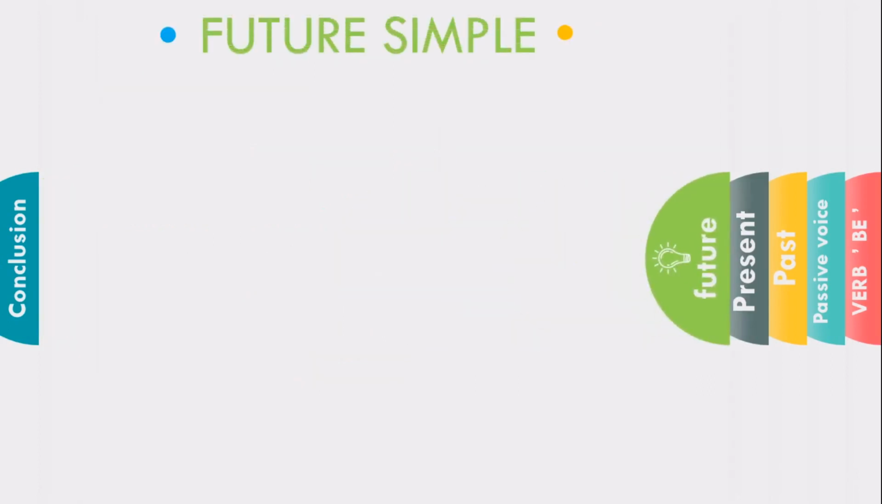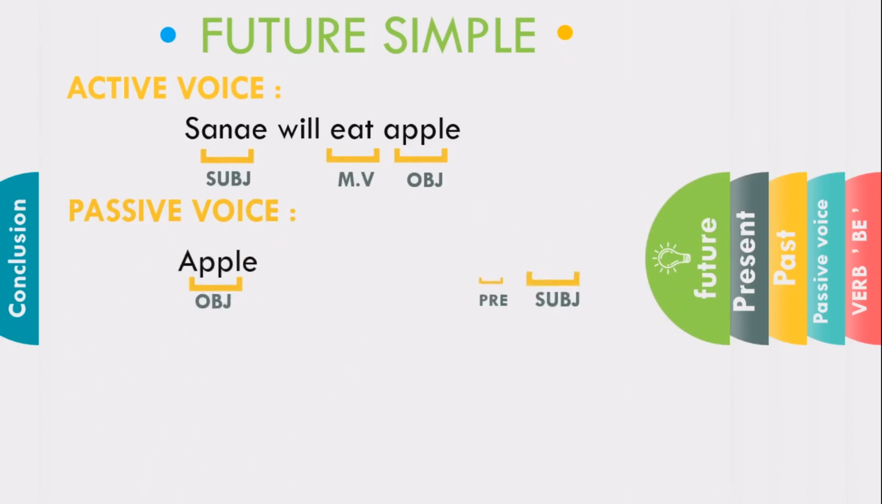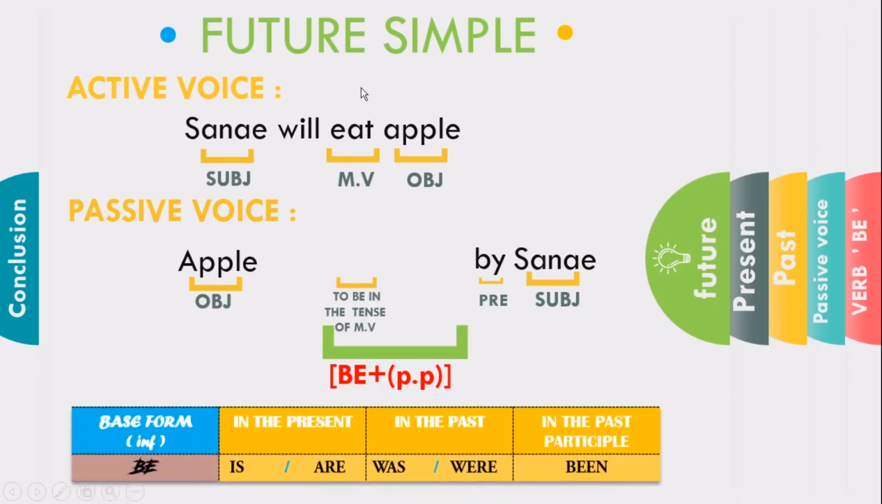In the future we have Sana will eat apple. We have apple in the beginning, the object, by Sana, then be plus past participle. The tense of the main verb is infinitive. Of course, after every modal we have the infinitive, so we put be. Then the main verb in the past participle, and here we must put the modal will.